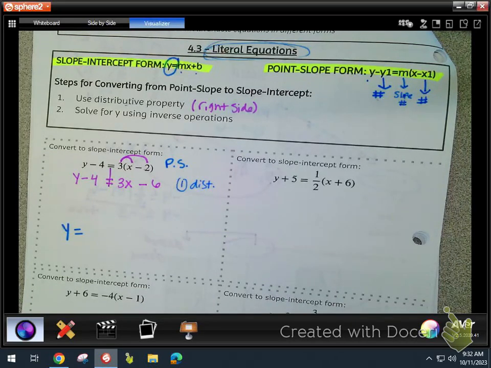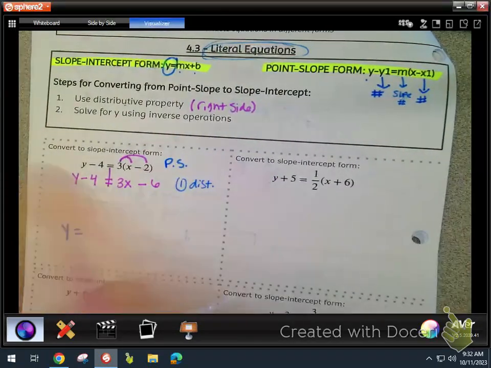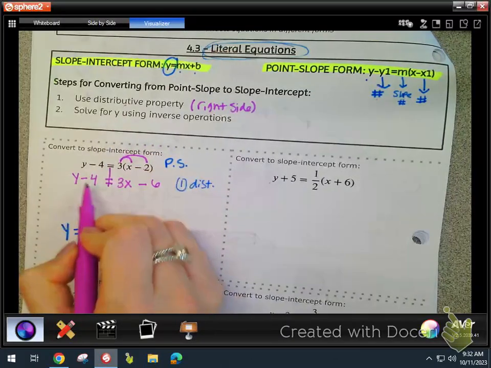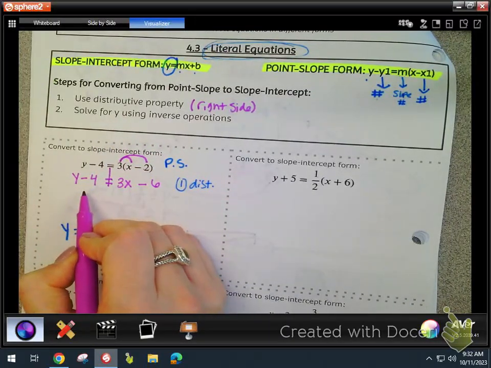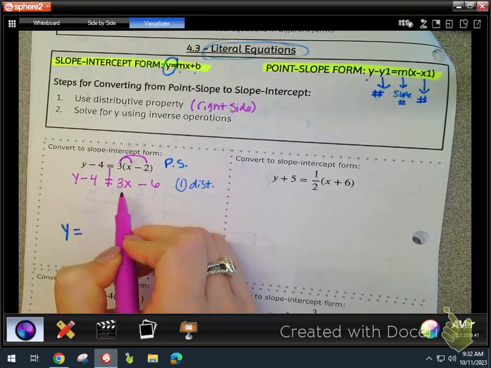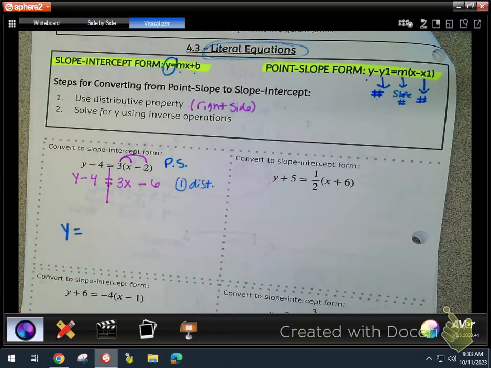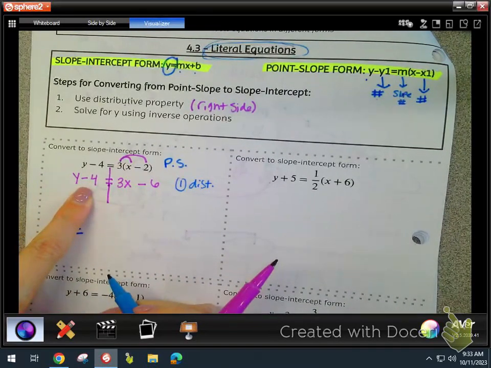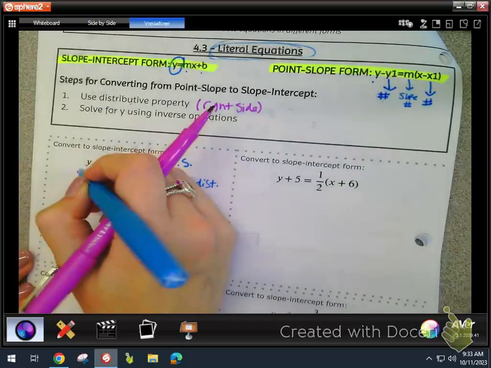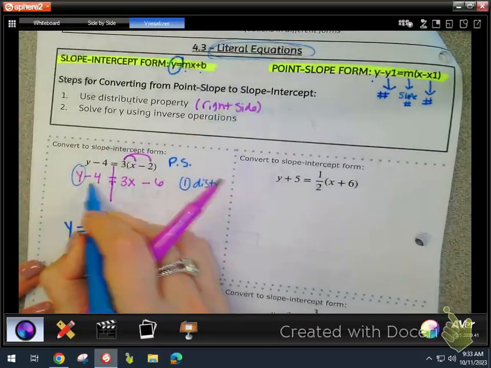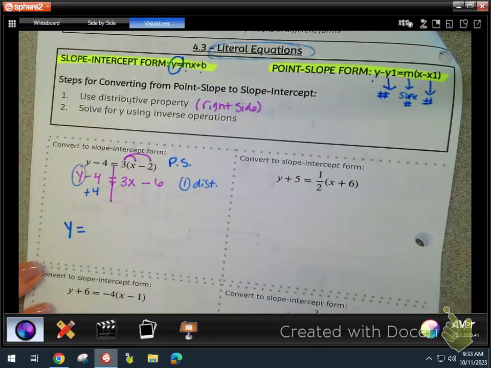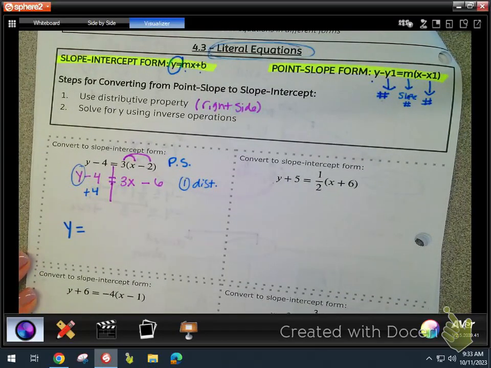Not bad. Step 2 is to solve for y using inverse operations. So in point-slope form, there is always going to be a number being added or subtracted to y. So that means we're going to have to move that number to the other side by doing the opposite. Okay, so you're either going to be adding something or subtracting something. So let's look at what we got. Y minus 4. How do I move a minus 4 to get this guy by itself? Plus 4. Add 4. So I'm going to put a plus 4, and what I do to one side, I have to do to the other side.